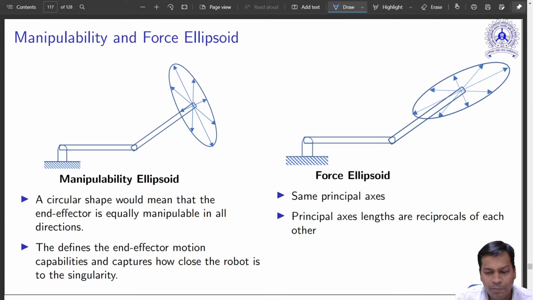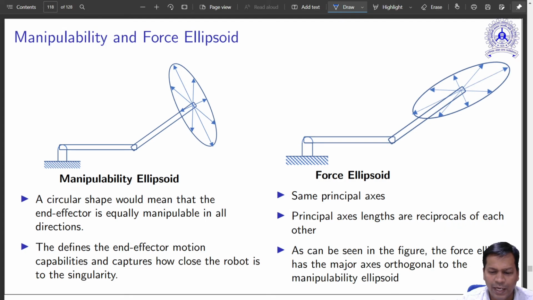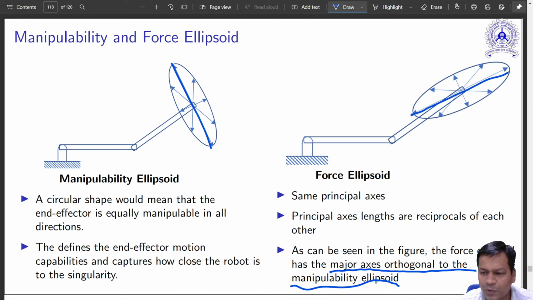Principal axis lengths are reciprocal of each other. If this is maximum, this is the minimum. As can be seen from the figure, the force ellipsoid has its major axis orthogonal to the manipulability ellipsoid. If this is the manipulability ellipsoid, this is orthogonal to that.